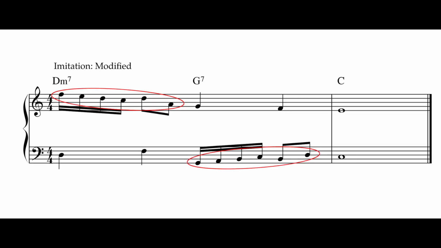In the final example, we have an imitation that is modified. You can use really any type of modifications that you want. In this case, I used some inversions and also a change of harmony.